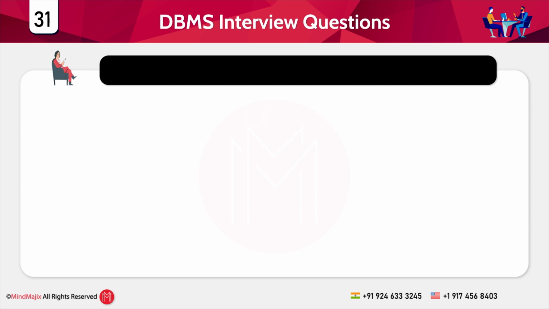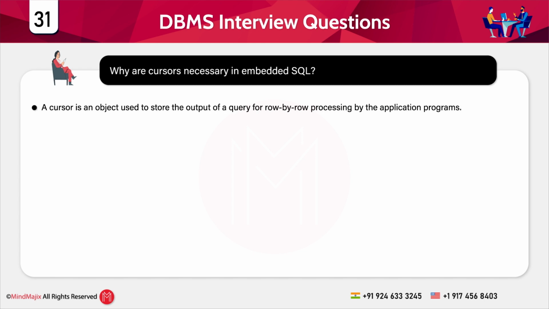The next question is, why are cursors necessary in embedded SQL? So a cursor is an object used to store the output of a query for row by row processing by the application programs. SQL statements operate on a set of data and return a set of data. On the other hand, host language programs operate on a row at a time. So the cursors are used to navigate through a set of rows returned by an embedded SQL select statement. So a cursor can be compared to a pointer.